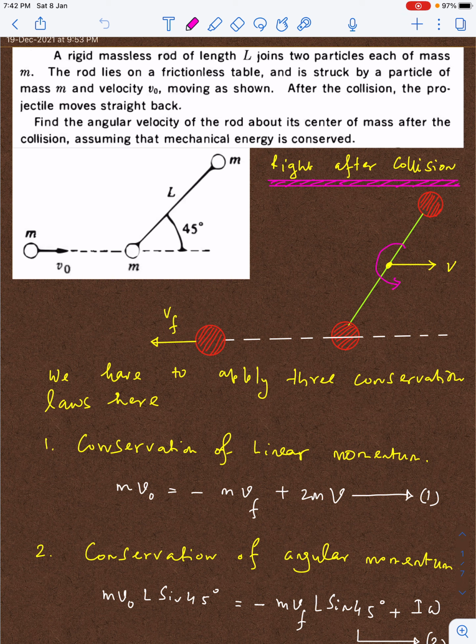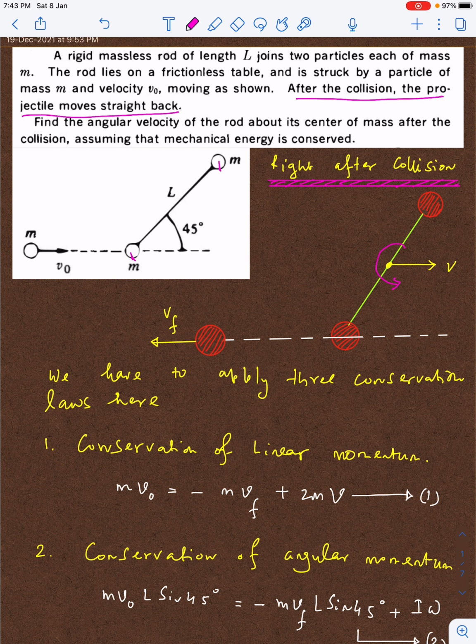In the first case, there is a rigid massless rod of length L joining two particles, each of mass m. Another mass is moving towards one of these masses m with velocity v naught. It is said that after collision, the projectile moves straight back.